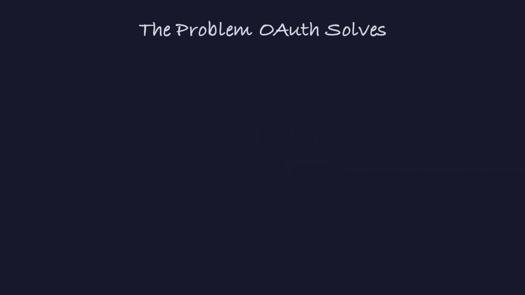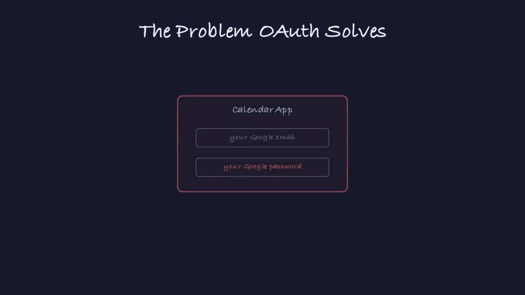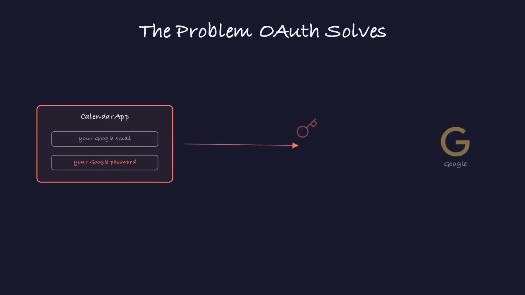Before OAuth, if an app wanted your data somewhere else, say a calendar app wanting your Google Calendar, it just asked for your Google username and password directly. You type your real credentials into the third-party app. It would store them, log into Google as you, and pull your calendar. This is called the password anti-pattern.